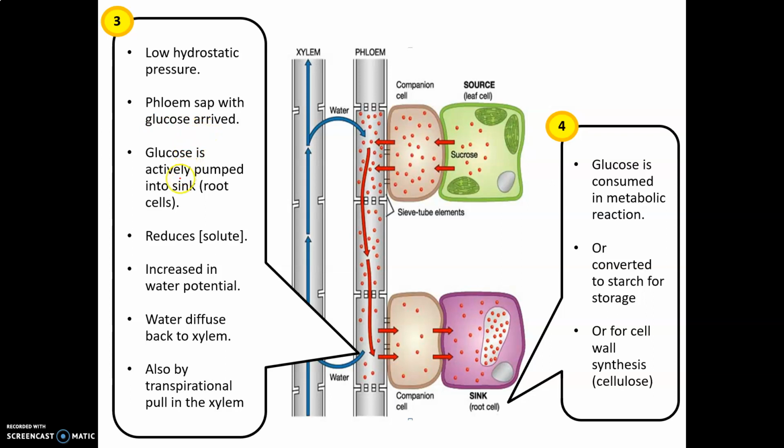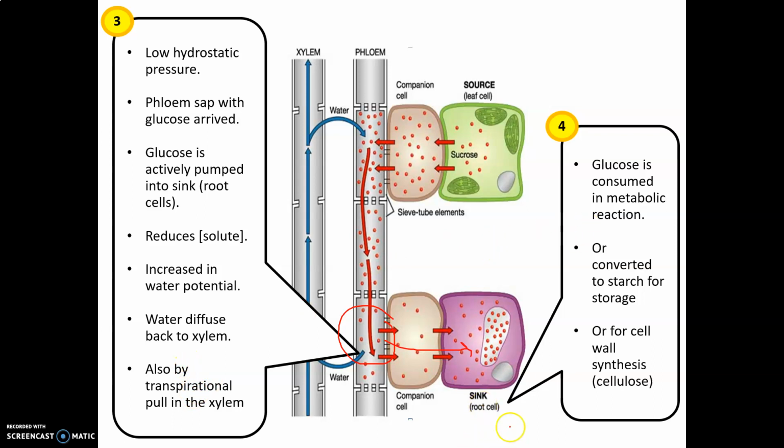Glucose now is actively pumped into the sink cell. Dia akan masuk ke dalam sink cell secara active transport, which then akan reduce the concentration of solute in this area. Apa yang berlaku, dia akan increase the water potential. Water akan diffuse back into the xylem. Also it is by the transpirational pull in the xylem.